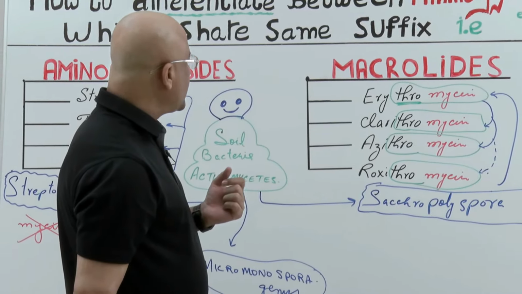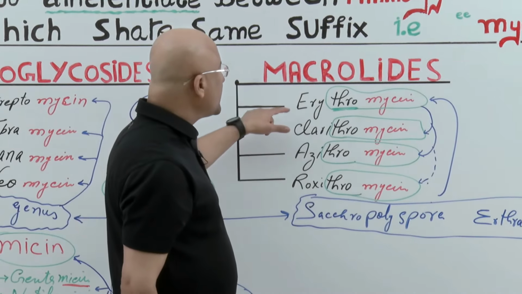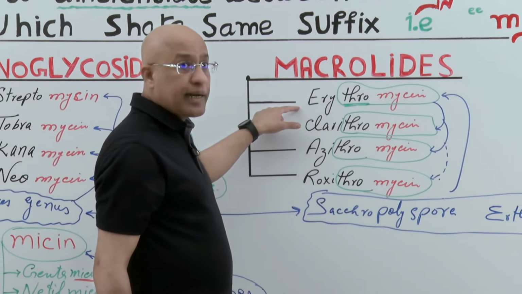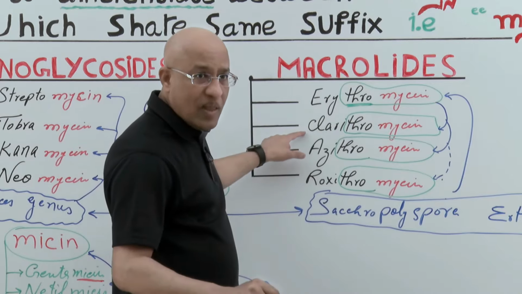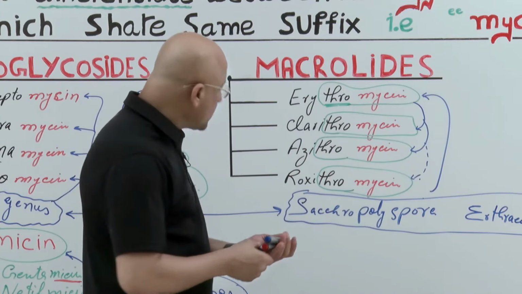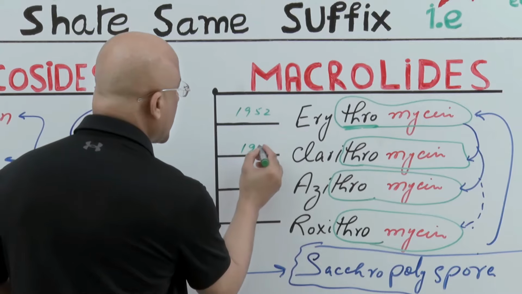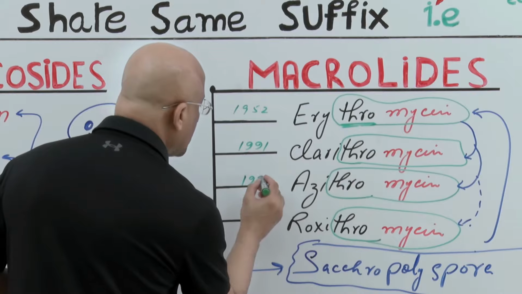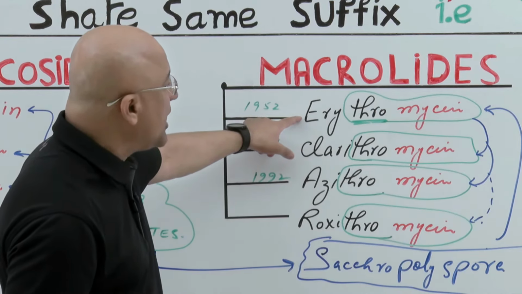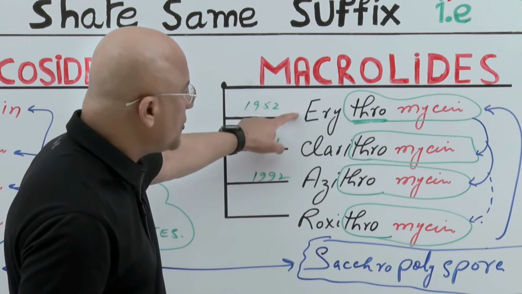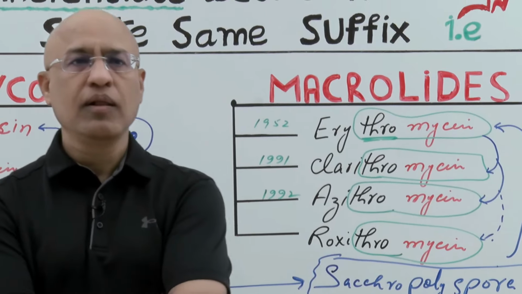Now, let's have very few words about erythromycin, clarithromycin, and azithromycin. As we know, the first macrolide which was discovered was erythromycin. But then what got popular? Clarithromycin. And then what got most popular? Azithromycin. Erythromycin was approved in 1952, clarithromycin around 1991, and azithromycin around 1992. Erythromycin was the original parent drug. Then chemical modification in its structure resulted in clarithromycin, and further modification resulted in azithromycin.